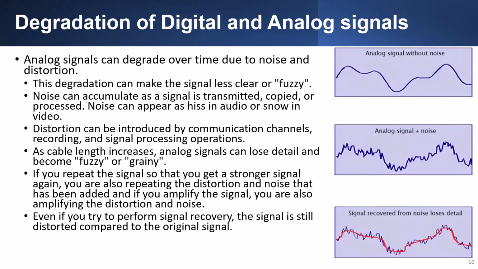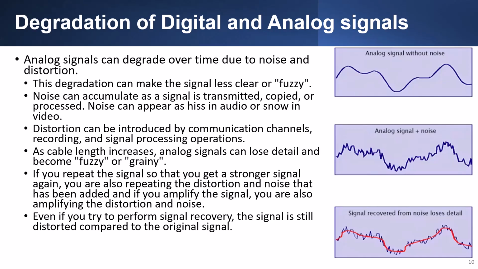Analog signals can degrade over time due to noise and distortion. This degradation can make the signal less clear or fuzzy. Noise can accumulate as the signal is transmitted, copied, or processed. Noise can appear as hiss in audio or snow in video. Distortion can be introduced by communication channels, recording, and signal processing operations.